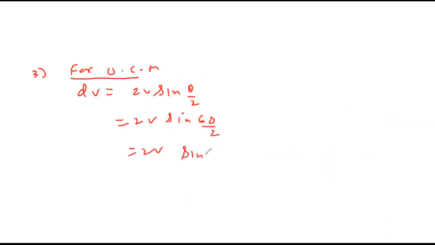And for UCM, speed is constant, velocity will change by formula 2v sin(theta/2). Yes, sir. How much is theta given? Centered at 60 degree. So this is 2v into sin 30, which is equals to 2v into half, equal to v. Okay, the answer option is given in terms of 2v sin 30. Yeah, that is the answer. Done, sir.